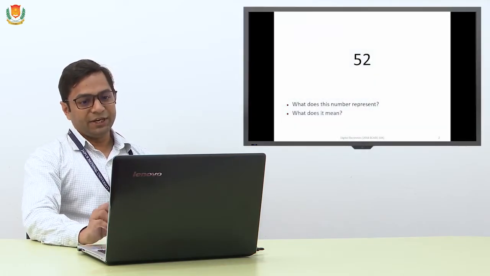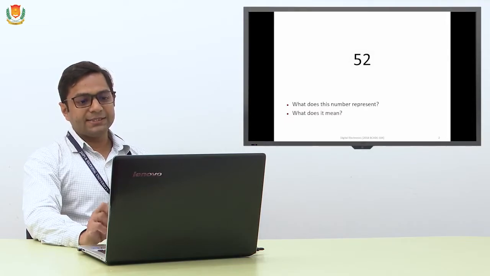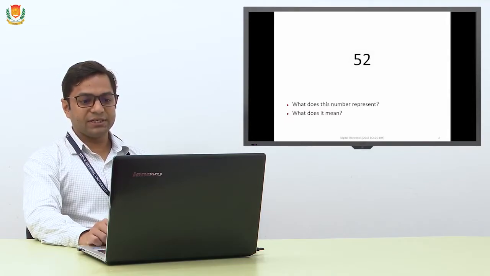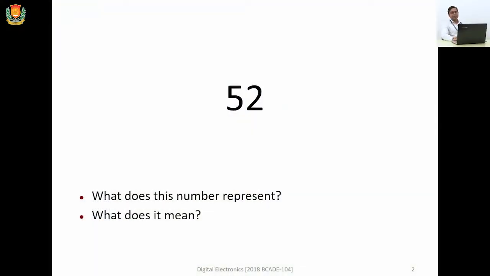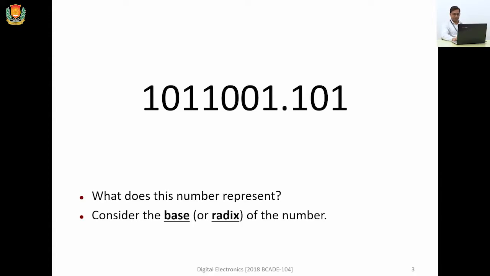52. What does it represent? 52 is a number in which the symbols 5 and 2 are decimal digits. Decimal number means there are 10 symbols, starting from 0 to 9. And 52 is one combination of 5 and 2. And now you can see another one.